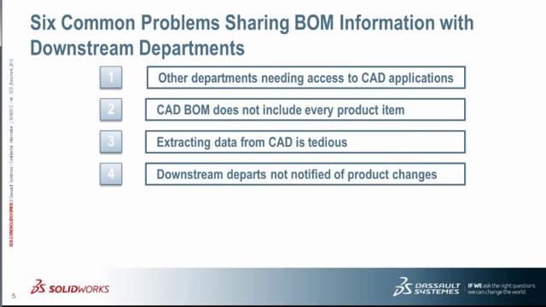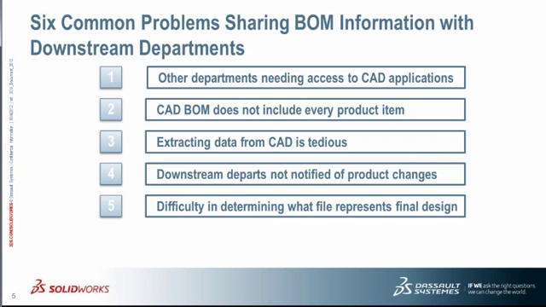The fourth one, downstream departments aren't notified of product changes. So if there are changes to a product, if items get added or subtracted from the CAD data or the data itself, downstream departments aren't notified of that, and they might be using outdated information in their systems.